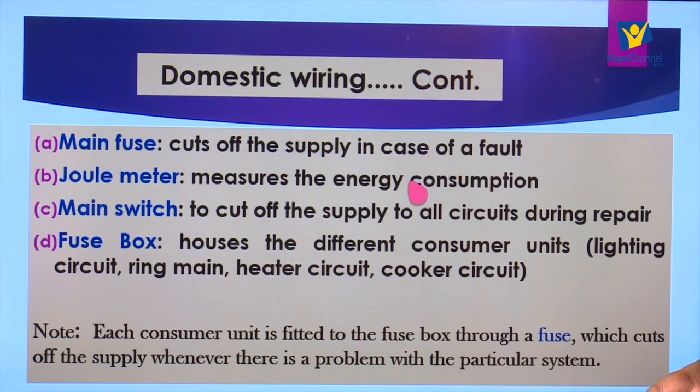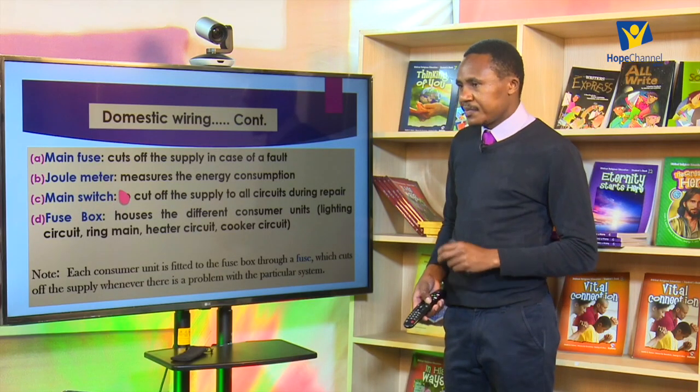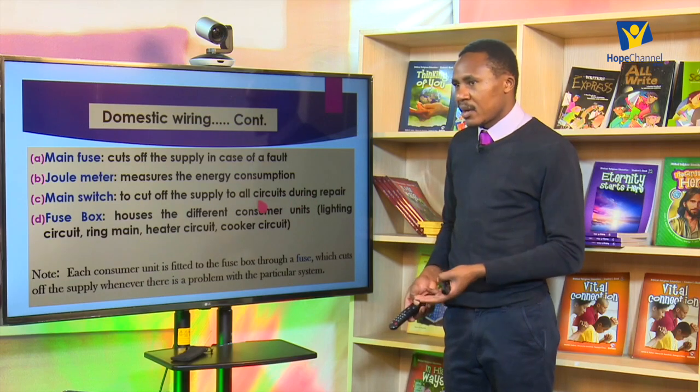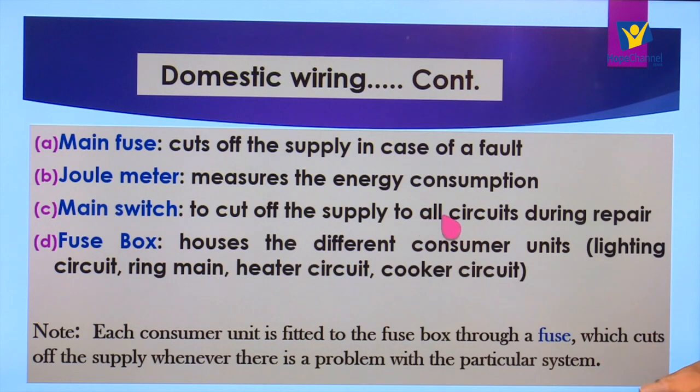So it is to protect you, to protect the house and maybe the building from excess power that can cause damage in the form of fire or something else. So it cuts off the supply should there be a fault. Now, after the main fuse, we have a joule meter which measures the energy consumed. So it measures and registers, it records the consumption within that house. Then we have the main switch. The main switch also cuts off the supply, but only when we are doing a repair or when we want to do something in the circuits within the house.